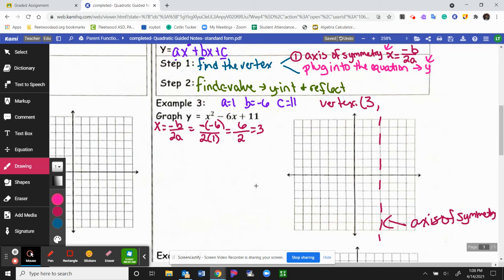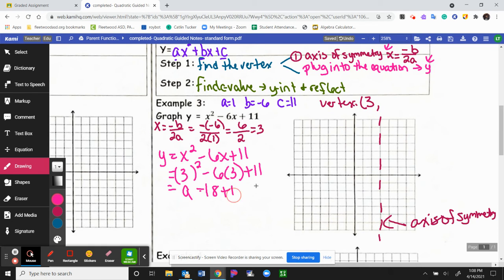So now we need to plug into the equation. I need to take my equation that I had, y equals x squared minus 6x plus 11, and I'm going to take this 3 and plug it in for my x. So now I'm going to have 3 squared minus 6 times 3 plus 11. Just doing a little math here. 3 squared is 9 minus 18 plus 11. You can plug all of that in the calculator and you will get 2. So that means my vertex is 3, comma 2.